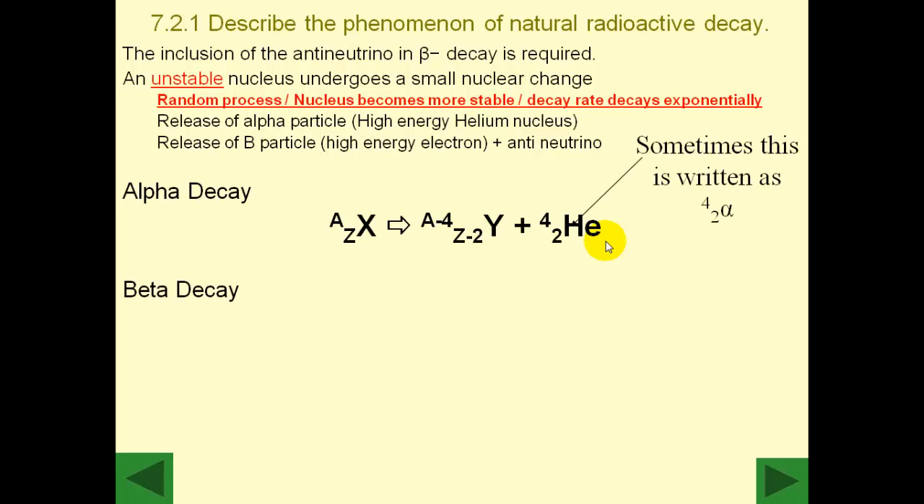Beta decay. What we have here, notice that the atomic mass value stays the same. The atomic number increases by 1. This is the beta particle, and we have what's called an antineutrino here. Notice that the atomic mass before is equal to the atomic mass afterwards, and the sum of the atomic numbers will be the same.